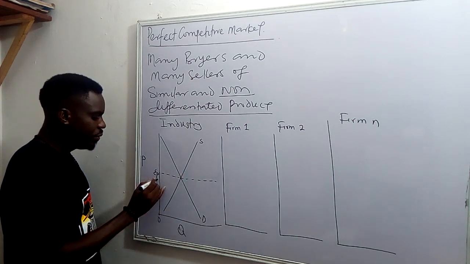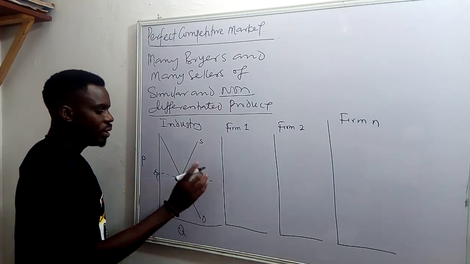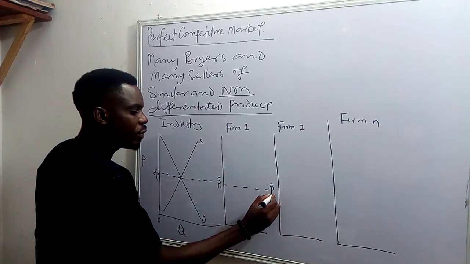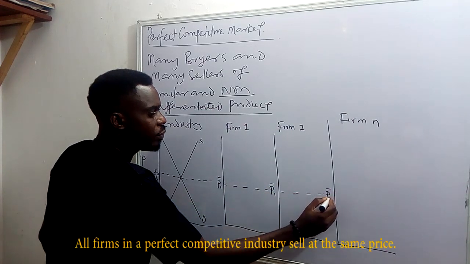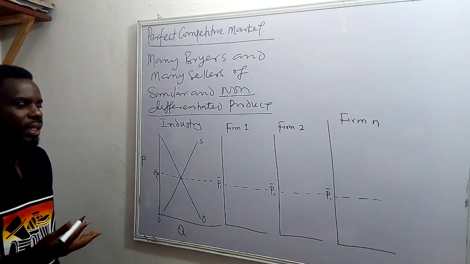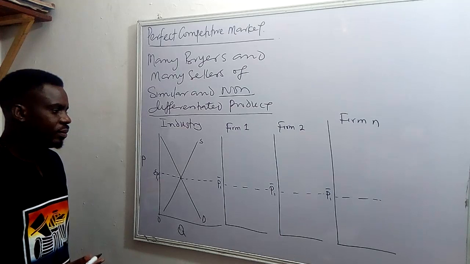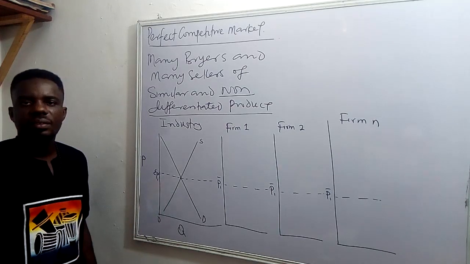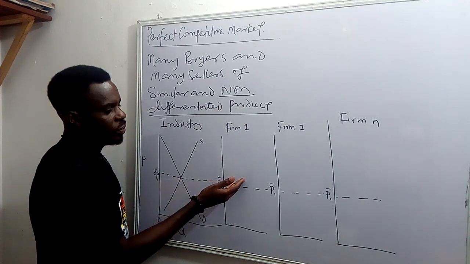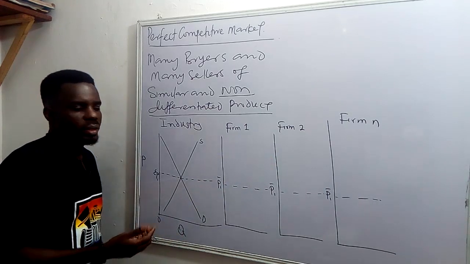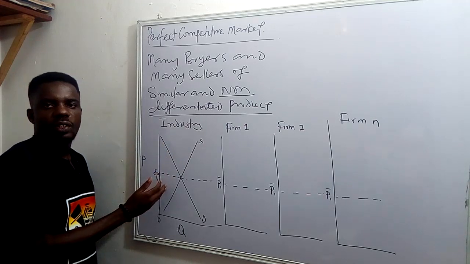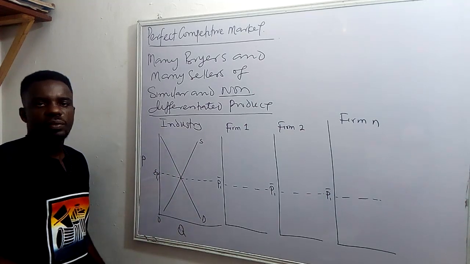As such, if this is equilibrium price one, this will be the price for firm one, price for firm two, price for firm three. They all sell at the same price, as none of them can actually influence market price. How do we achieve increase in price for each of the firm? To attain increase in price for each of the firm in the industry, there must be a leftward shift of the supply curve or a rightward shift of the demand curve.